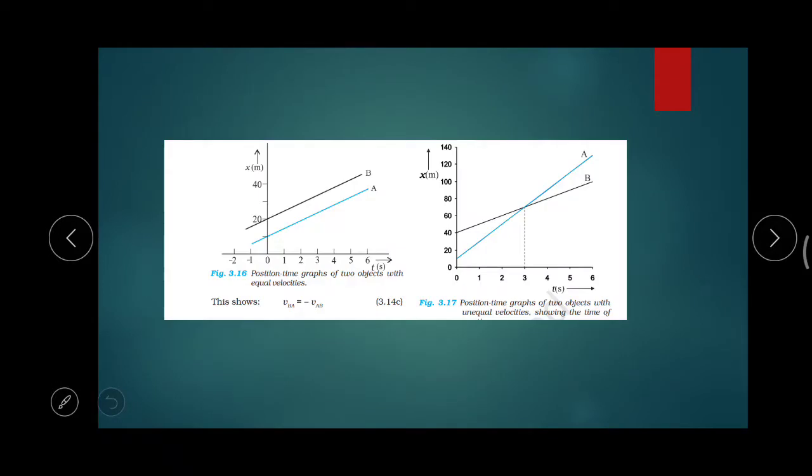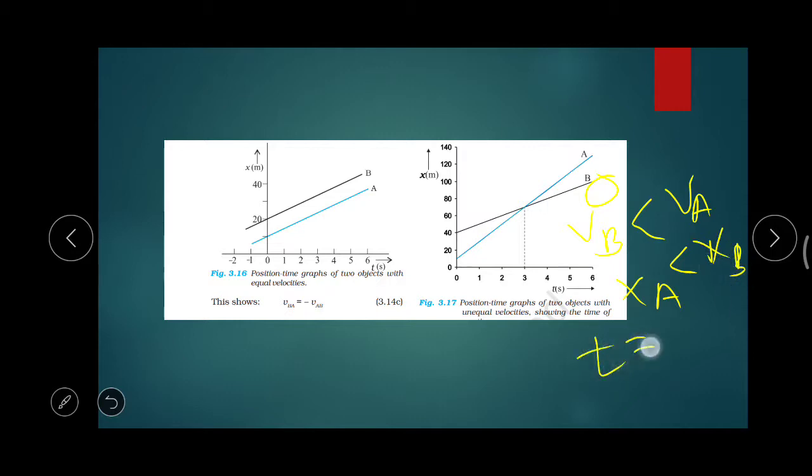Now let us consider another one. In this one, you can see the slope of B is less. That means VB is lesser than VA, and XA is lesser than XB at time t equal to 0. That is XA of 0 is less than XB of 0. When the velocity of A is greater than the velocity of B and the initial position of A is lesser than the initial position of B, then at some point both the graphs will meet.